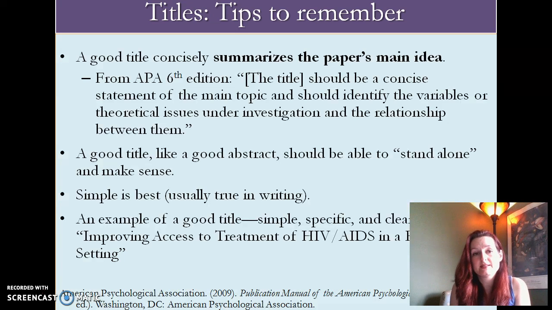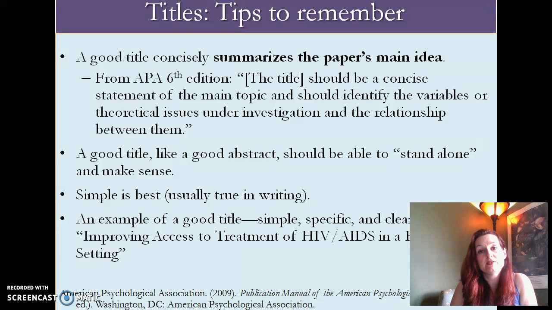The APA handbook tells us that a good title concisely summarizes the paper's main idea. From the 6th edition handbook, the title should be a concise statement of the main topic and should identify the variables or theoretical issues under investigation and the relationship between them. A good title, like a good abstract, should be able to stand by itself and still make sense, meaning you should be able to read that title and be in no mystery whatsoever about what that paper is going to be about. As with everything else in writing, simplest is usually best. You don't want to try to get too fancy with your title.